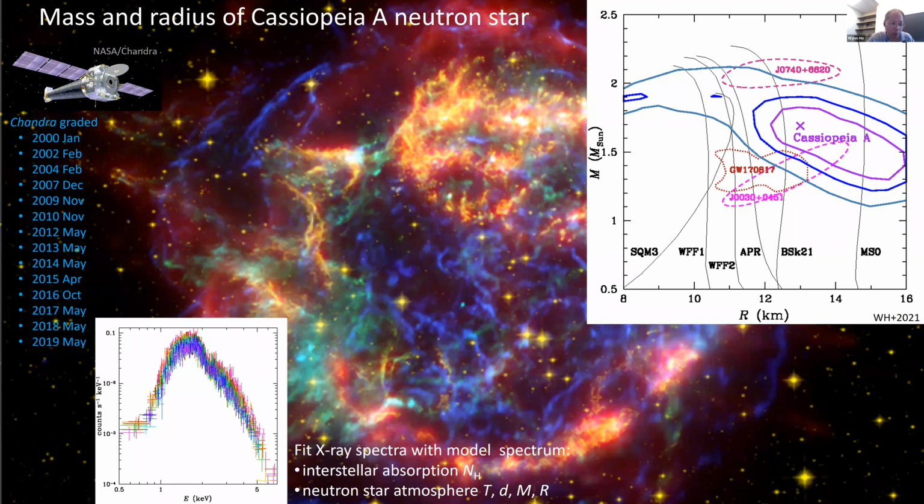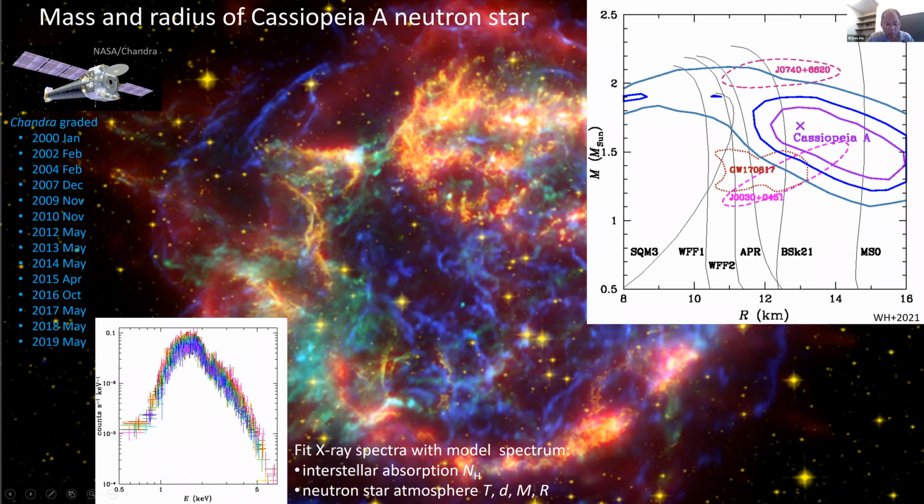Basically, we now have 14 sets of observations over 19 years, given here. What we have are the X-ray spectra of this point source. That's what's shown here in the bottom left, the flux spectrum of counts as a function of energy. All 14 observations here are stacked.